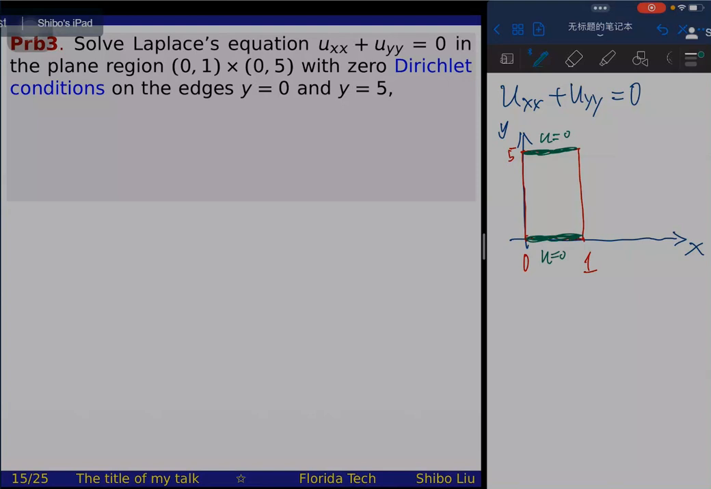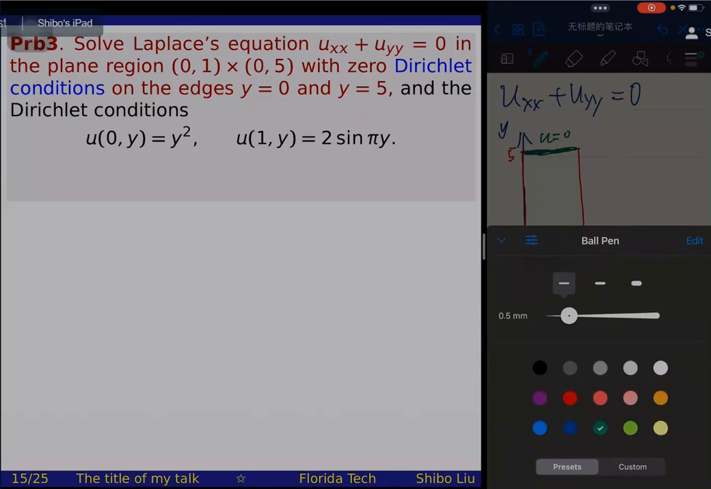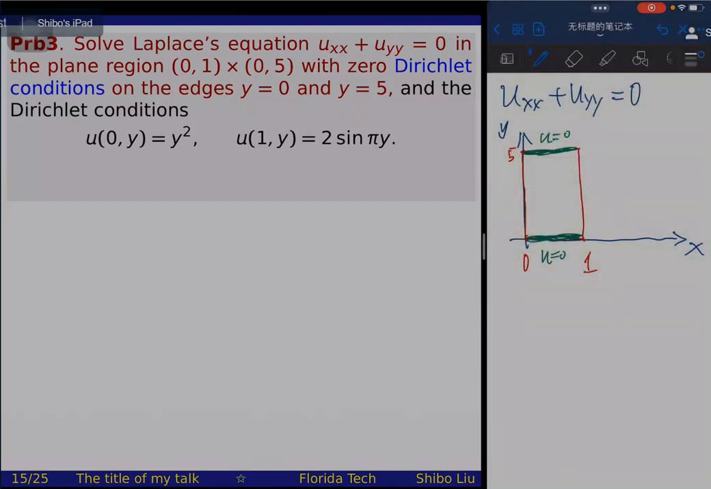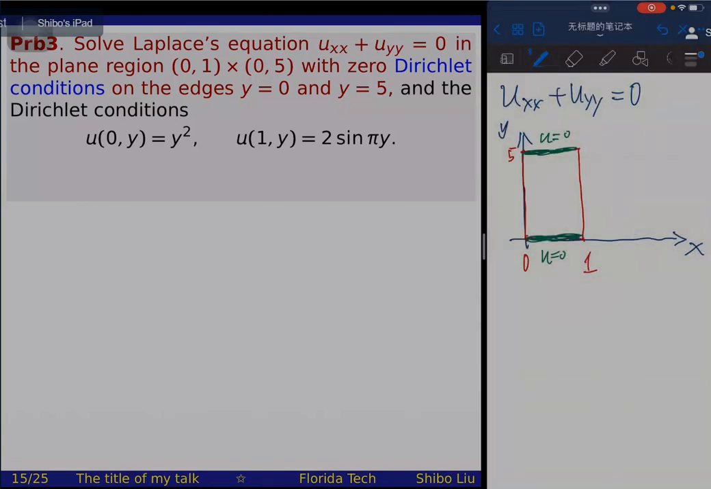Okay? And for x equal to 0, that is the left boundary, on the left boundary u equals y squared. And on the right boundary, when x equal to 1, u equals 2 sine pi y. That is the problem.